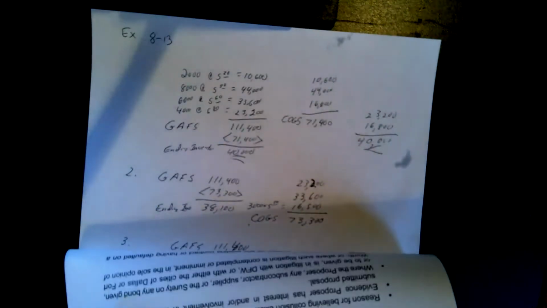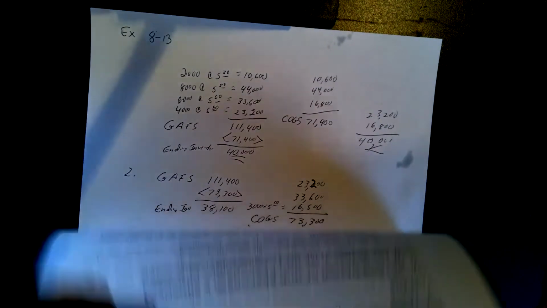All right, 8-14 is using the exact same information, except this time we're going to use a perpetual system instead of a periodic system. Now, as it turns out, our goods available for sale is going to remain the same. So I'm just going to copy that from the last one, which is 111,400.